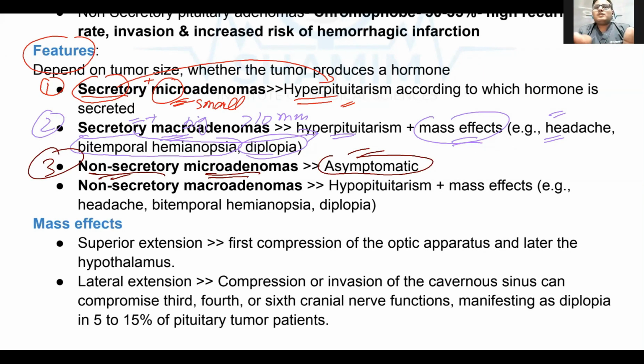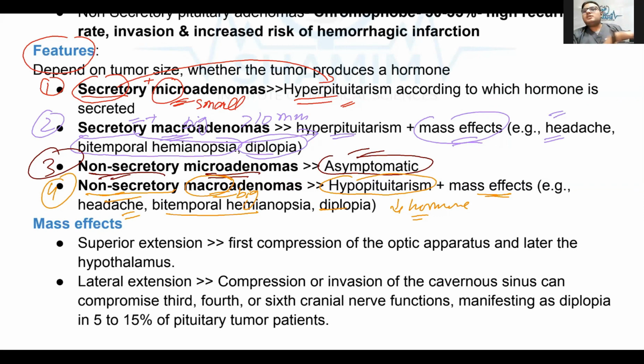And the fourth important point is here, that is non-secretory, but it has a big size, macro. So the symptom will be hypopituitarism, decreased hormone level. And still it has a mass effect because it is a macroadenoma. So the same mass effects like headache, bitemporal hemianopia, and diplopia.